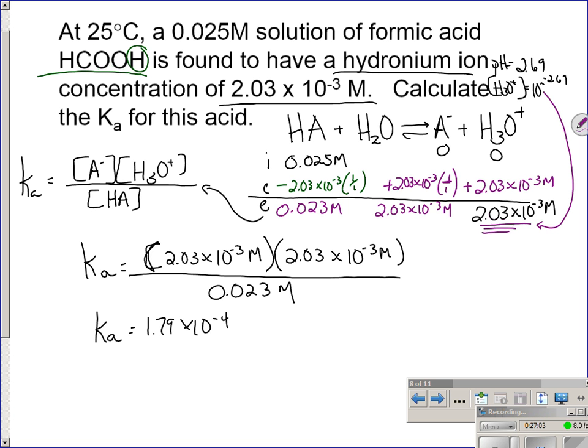Okay, so this is how to calculate equilibrium concentrations. Before you start in on your problem set, I would like you to answer the questions that we didn't do, and then have those checked, and then you can get working on your problem set dealing with equilibrium concentrations.